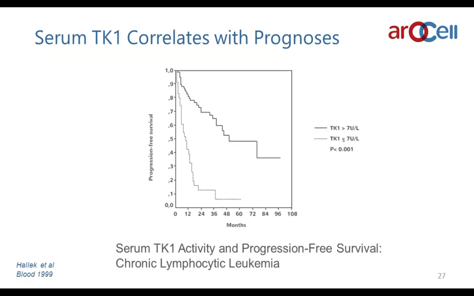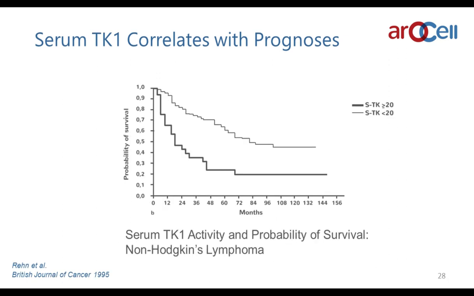It can be used to make prognoses. This is in chronic lymphocytic leukemia, and you can see in those which have a low TK1 level, less than 7 units a liter, the 50% survival time is about 6 years. But when they have a high level, the 50% survival is only about a year. So it's a very strong prognostic factor.